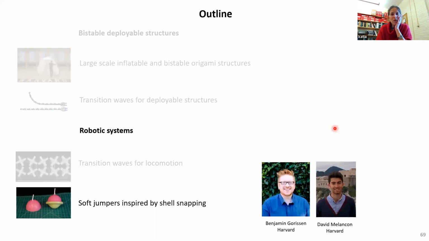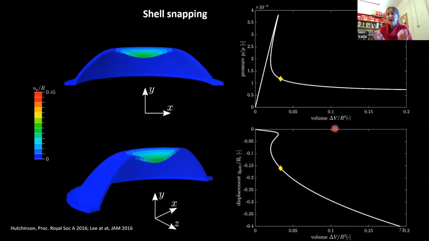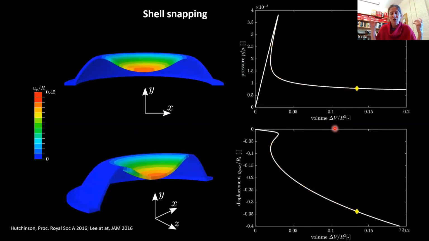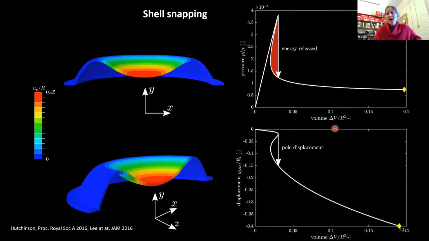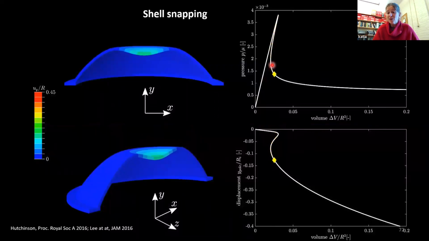And so what we've also been trying to do is to exploit instability, to make fluidic machines that are fast. Specifically, we have been using shell snapping, which has been studied by the physics community and the mechanics community for a long while. The idea is that a shell snap is a fast event, and associated with this fast event there is also a release of energy.